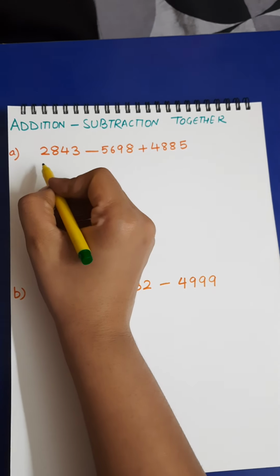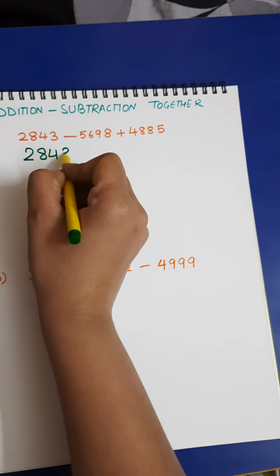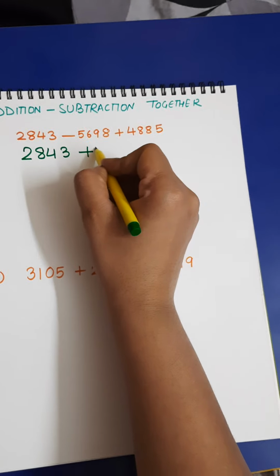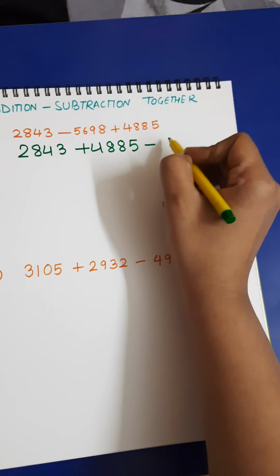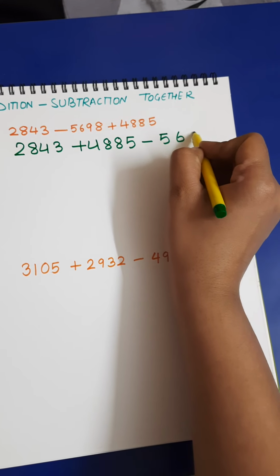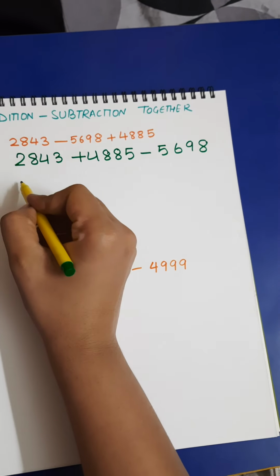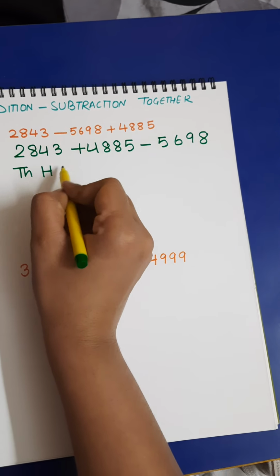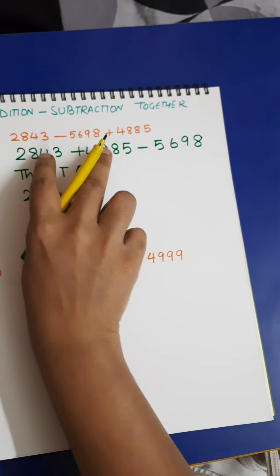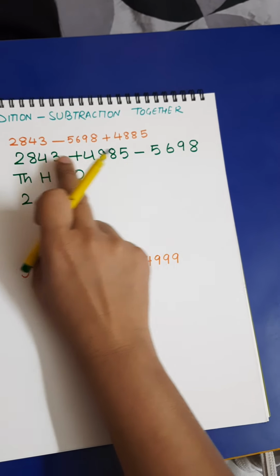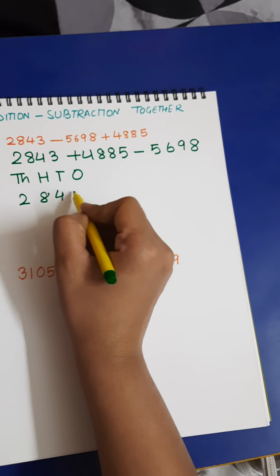So I am going to arrange the numbers like 2843 and 4885, and then subtract 5698. So let's get started. Let's add first. Write down our places over here. In addition, with the addends, you can write either one first, it doesn't matter, you will get the same answer.